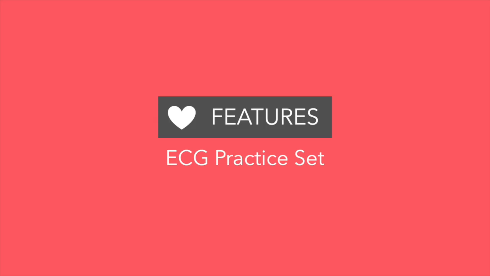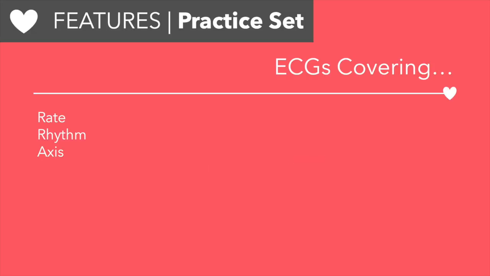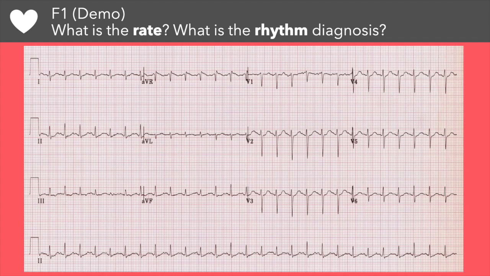And that's it for the features mini-teach. You're now ready to tackle the ECG practice set. For the purpose of this exercise, we will not be exploring the history as a feature. Answer the questions on each ECG pertaining to rate, rhythm, and axis. I'll do a demonstration with you first, and then you'll get a chance to work on the practice set independently. ECG F1. Demonstration. What is the rate? What is the rhythm diagnosis?